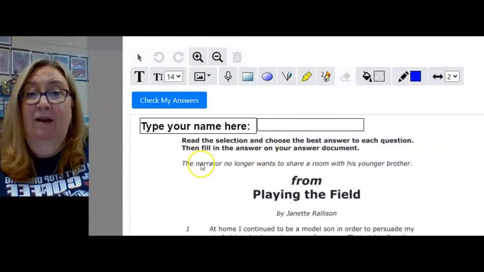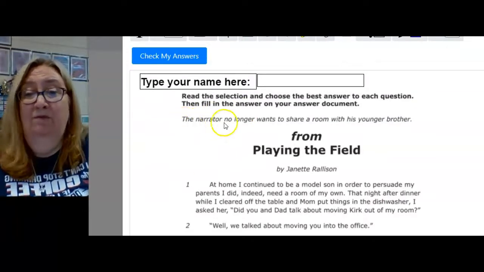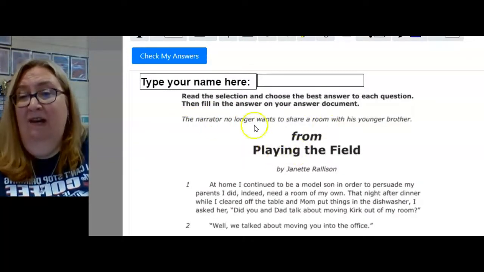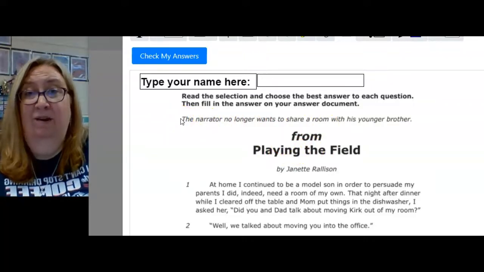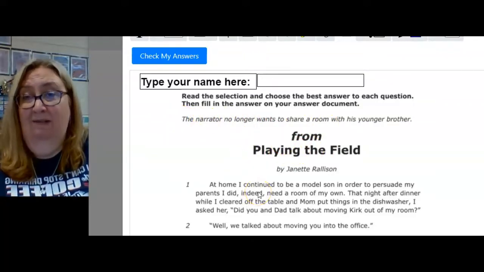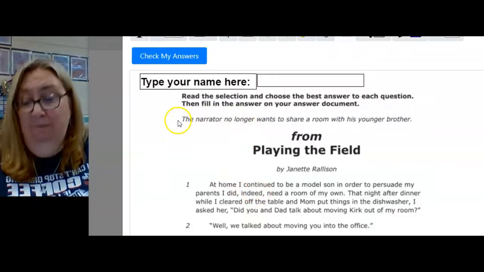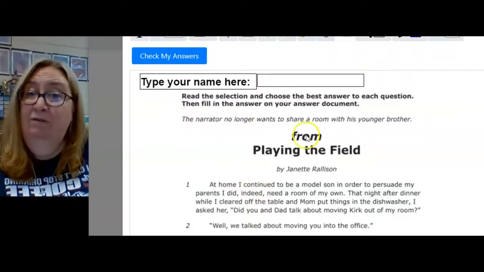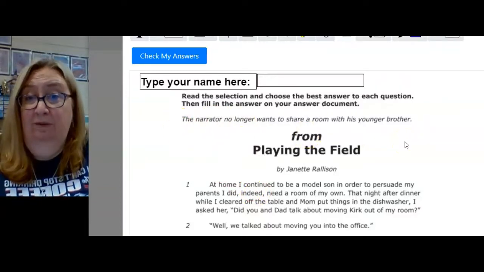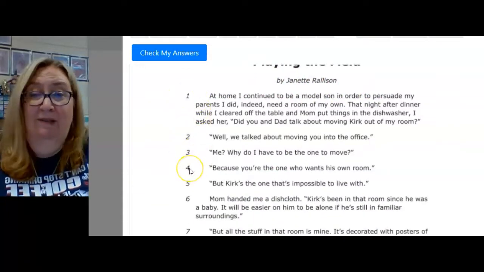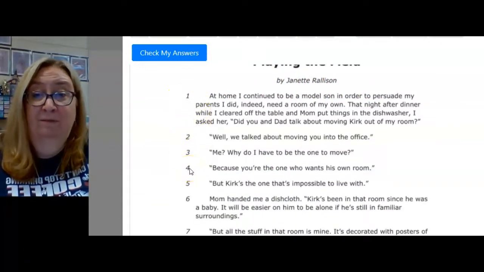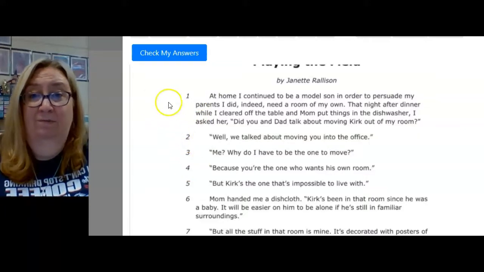Okay. The very next thing is something most people would just skip right on over because we see here's the title. But this is important. This gives us the tiniest bit of background knowledge that we need to make this make sense. So our background knowledge is simply the narrator no longer wants to share a room with his younger brother. And this is taken from a writing called Playing the Field by Jeanette Rallison. We notice that all the paragraphs are numbered. That makes it easier to refer back to certain paragraphs when we're looking for answers.